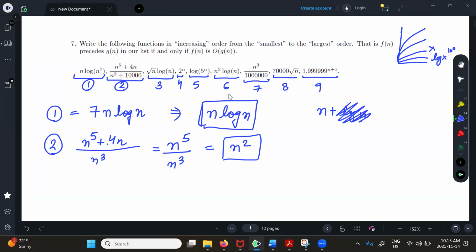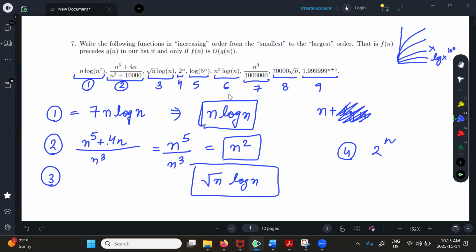So okay, good question. Number 3, how do I simplify number 3? Well, I cannot simplify it any further. It's already pretty straightforward. It's of course going to be slower than n log n. For number 4, no need to simplify. Number 4 cannot get any easier than this. It is an exponential function, base is 2. Number 5, how do I simplify number 5?